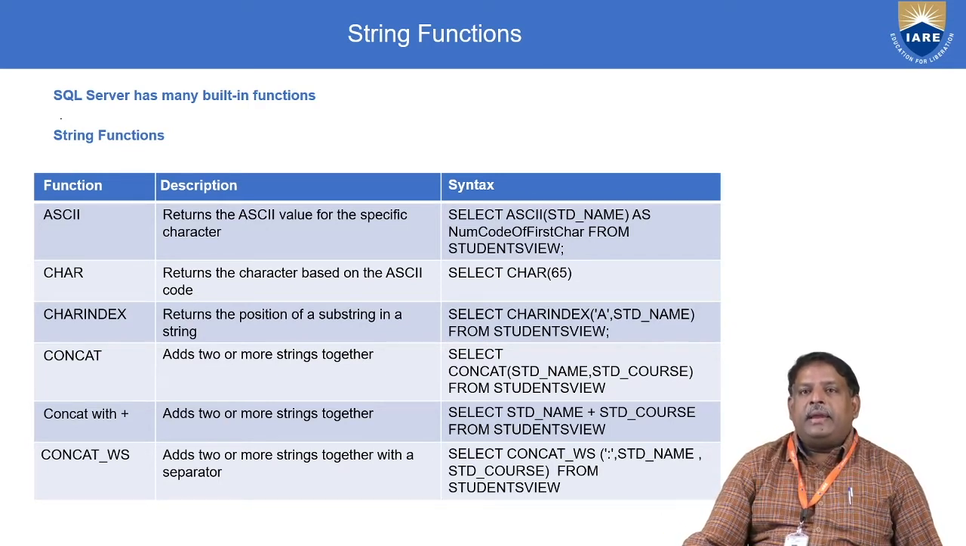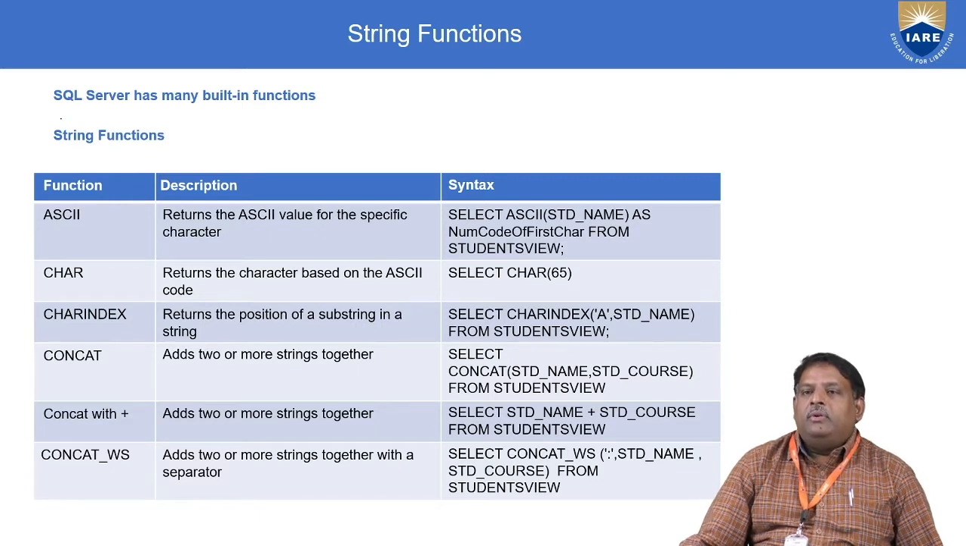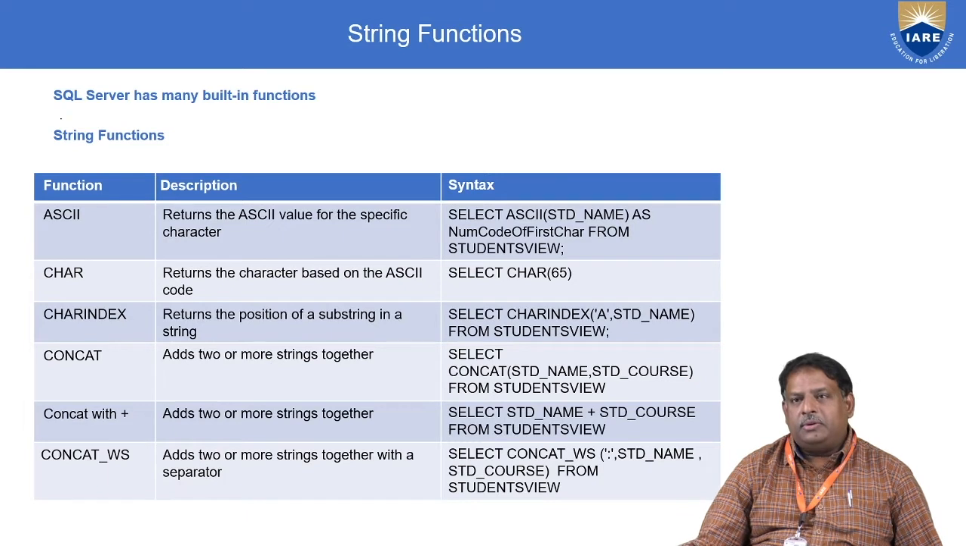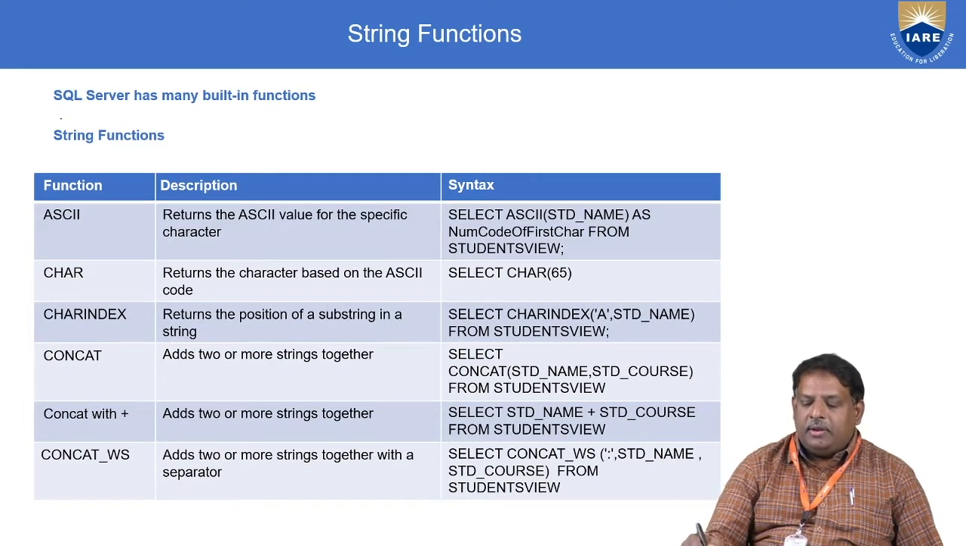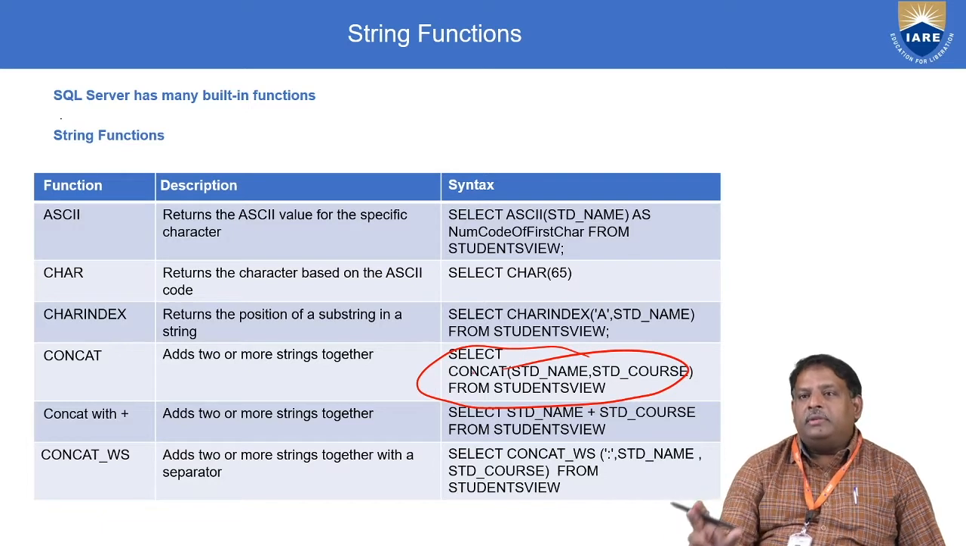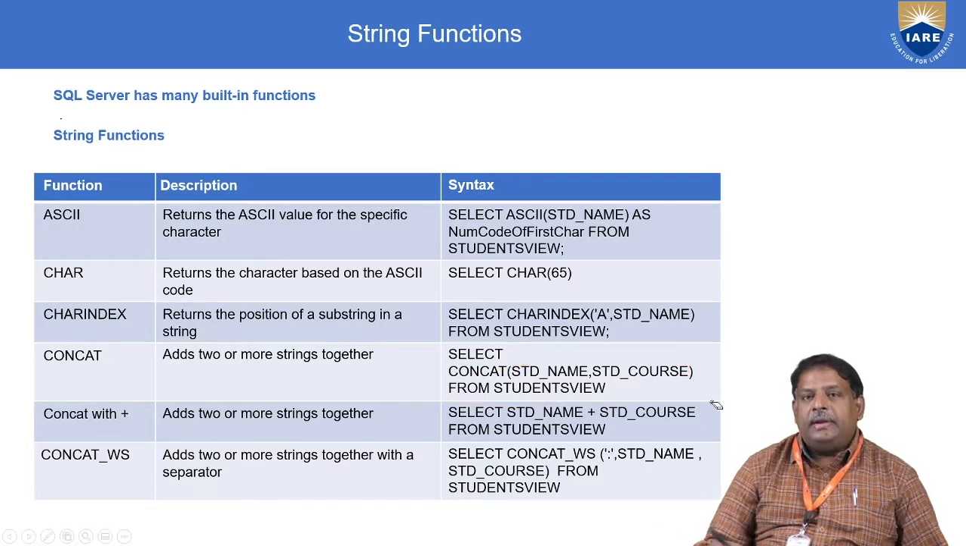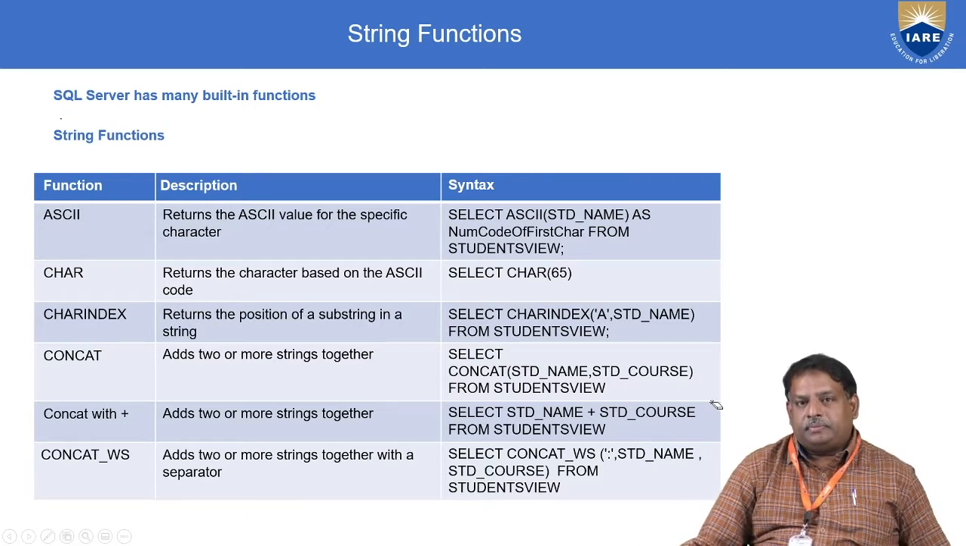Next, concat. It adds two or more strings together. The command is select concat. You have to provide two column names, std_name and std_course. When I use this function concat, the two values are clubbed together and shown as one value. This is the concat function.